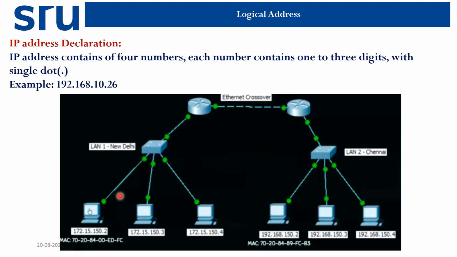Next, this is the scenario of how we represent the IP addresses for the end systems. These are separated with dots. This is 192.168.10.26. In this way, we declare the IP address.